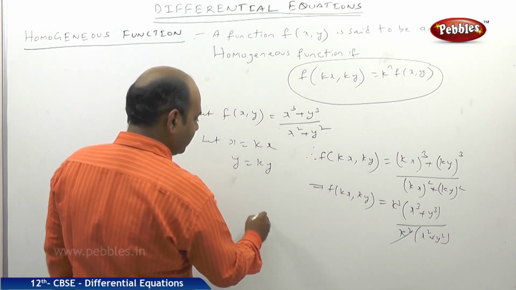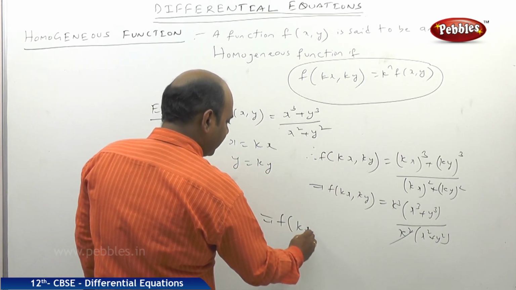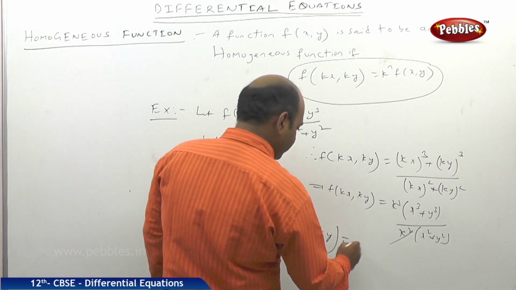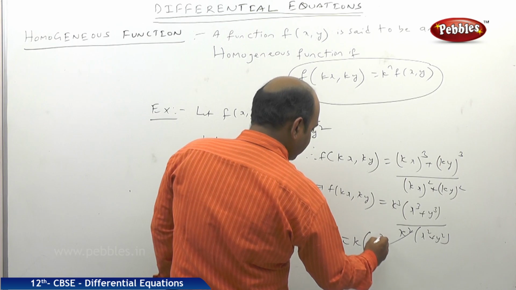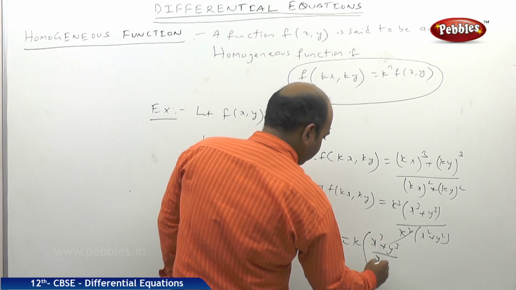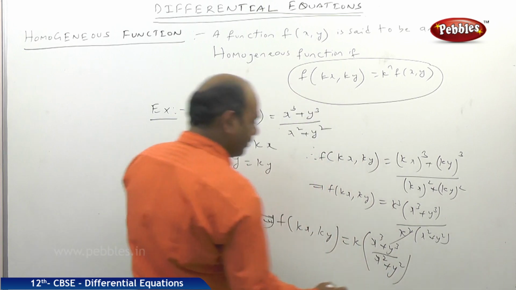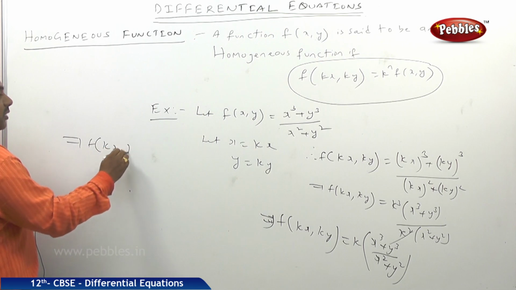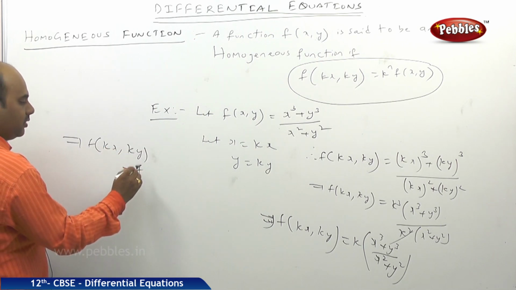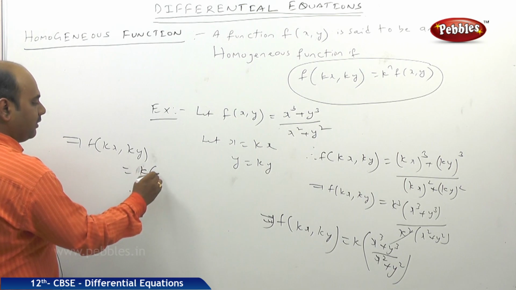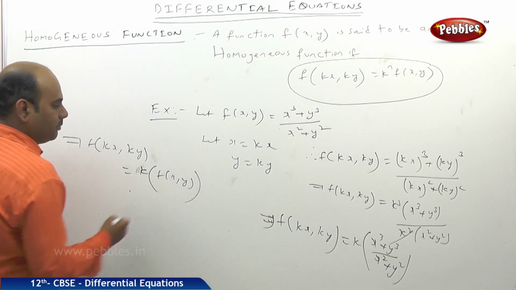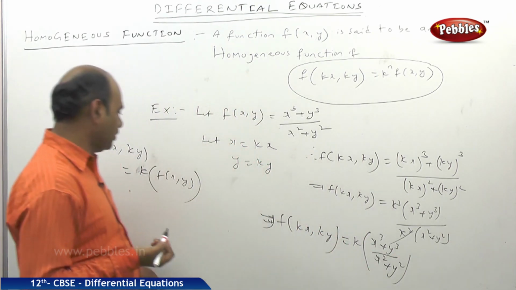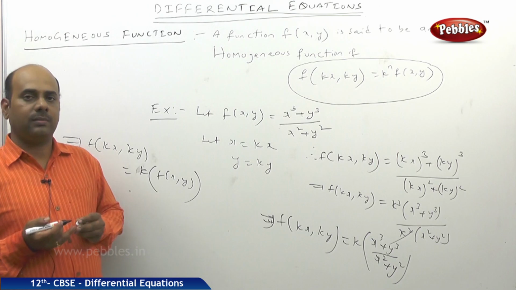So f of kx comma ky is equal to k into x cube plus y cube divided by x square plus y square. Here the function has become f of kx comma ky is equal to k into f of x comma y, because on the right-hand side the function is x cube plus y cube divided by x square plus y square, so k into f of x comma y.